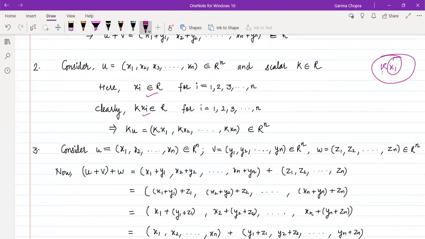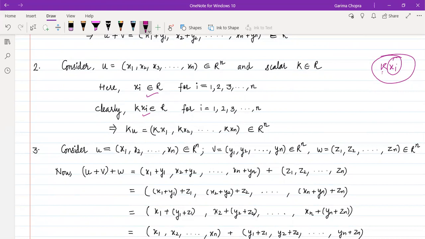Now, we will prove the first four axioms which we have for vector addition, which are the associative law. And then we will be showing that we have a zero vector. Then we will be showing that for each vector, we have the negative. And then we will be showing that vector addition is commutative.